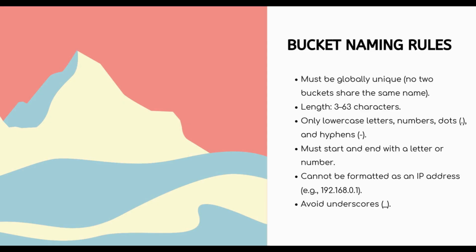This is about bucket naming rules. When creating a bucket, there are strict naming rules. The name must be globally unique, between 3 and 63 characters, lowercase only, and cannot look like an IP address. Following this ensures your bucket can be accessed without conflicts worldwide.